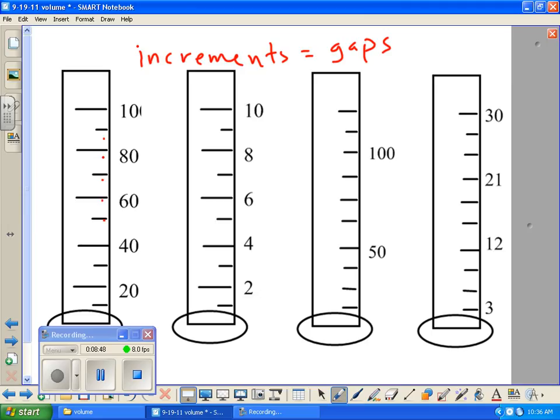Second row. What are the increments? What are the gaps? What's each line worth? Thank you, Julia. See, that's a 1, that's a 2, 3, 4, 5. Boom. This jumps out at you, doesn't it? Third row. Third graduated cylinder. Doesn't jump out at you, does it? Darn. What? It's going to be something in that neighborhood, isn't it?